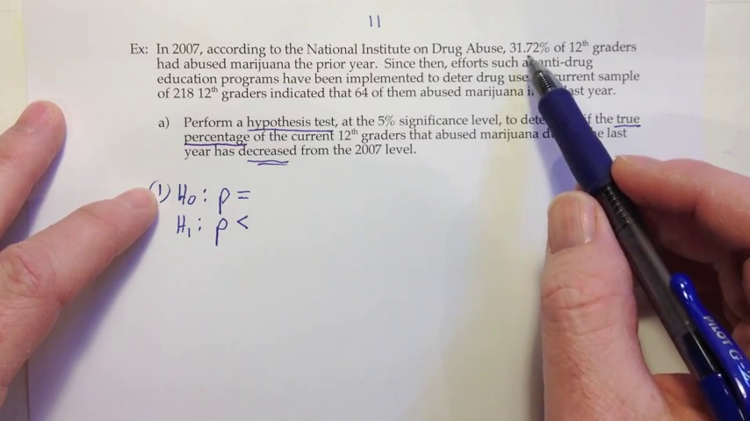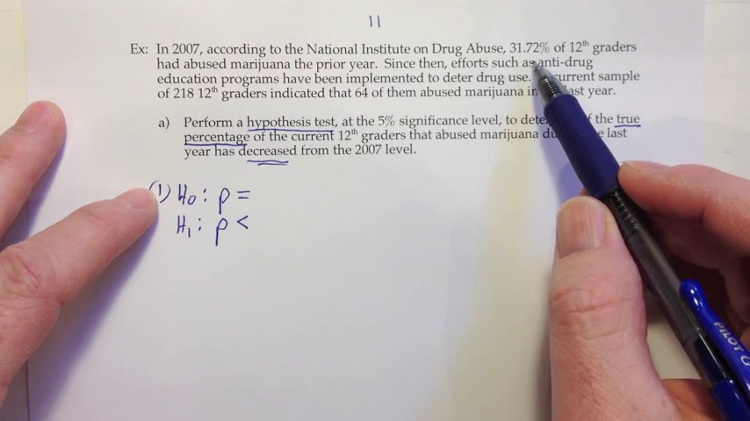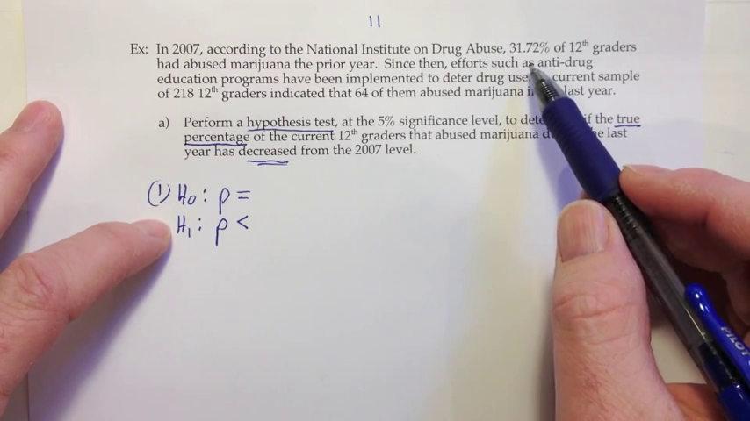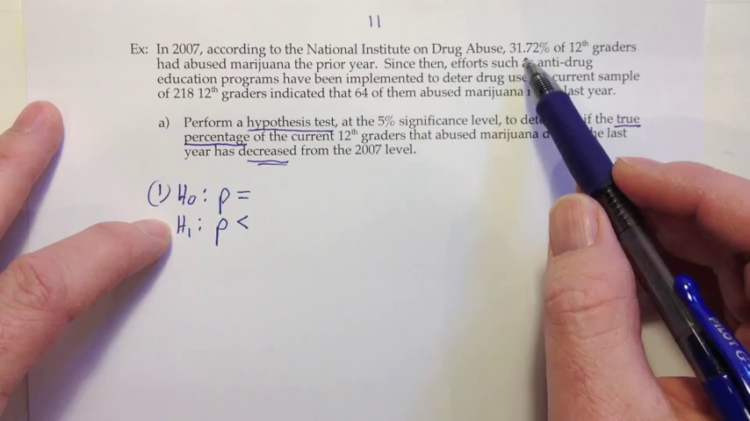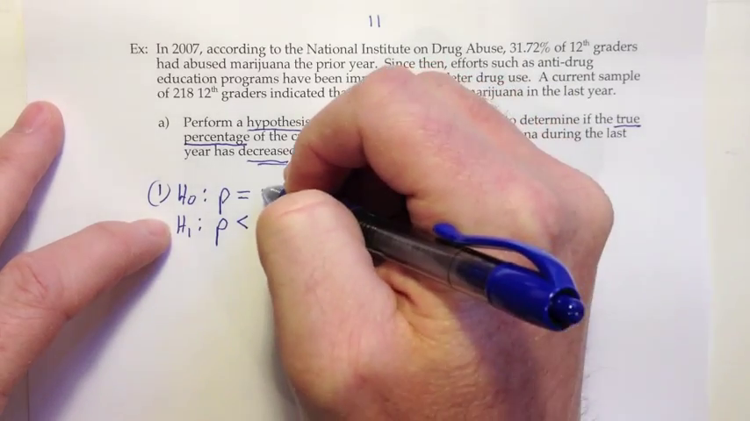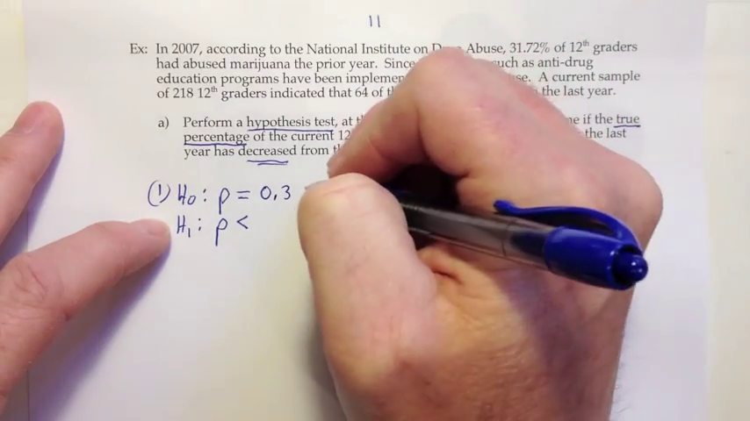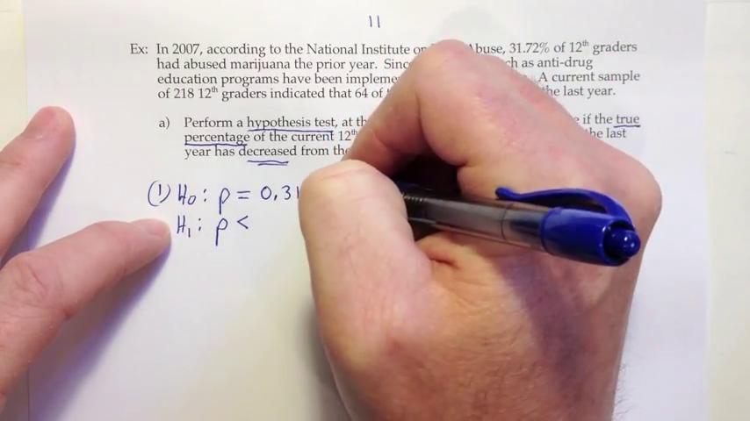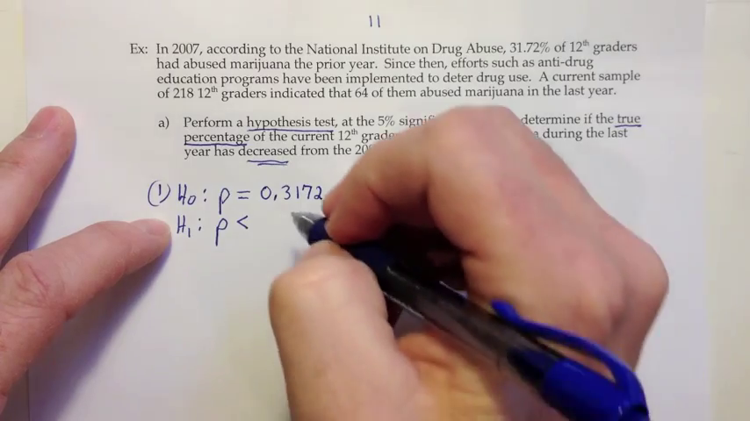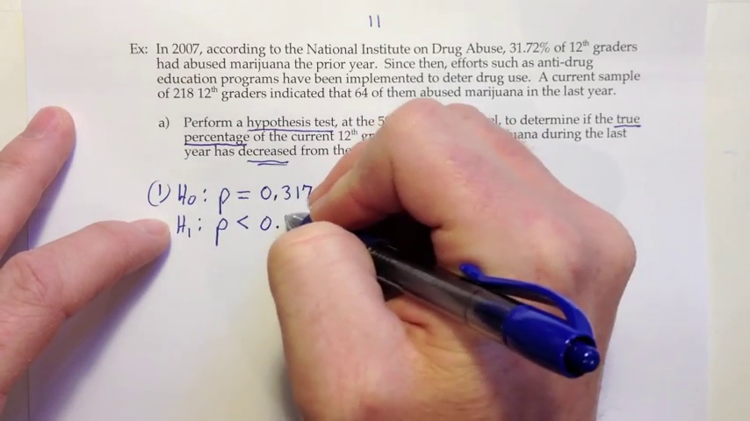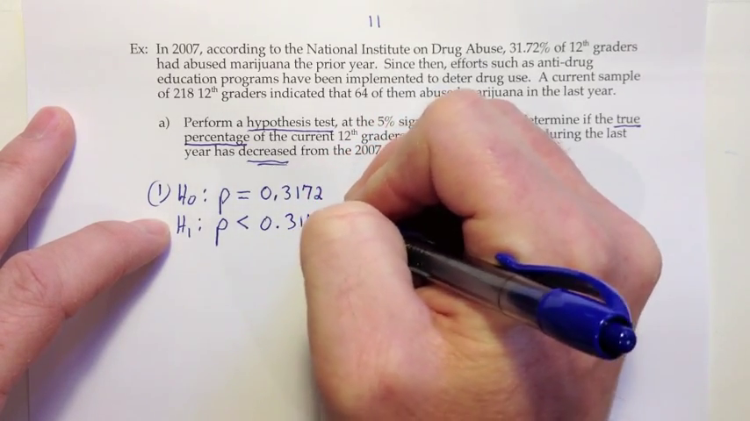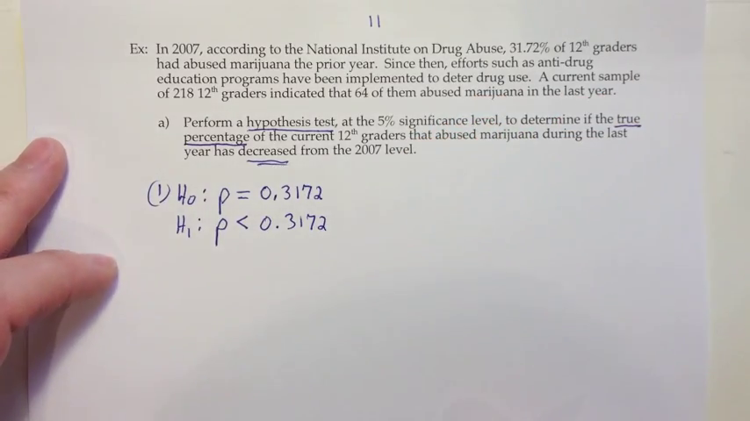So we're going to put that down for p, but we do have to remember that when you put a percentage into your null and alternative and in any of the math of the process, you're going to change that to a decimal. So for H0, I'm going to put as a default that maybe p currently is the same as it used to be, 0.3172, and then my alternative that I'm really trying to show is that no, it's decreased since then, and that now it's less than 0.3172.